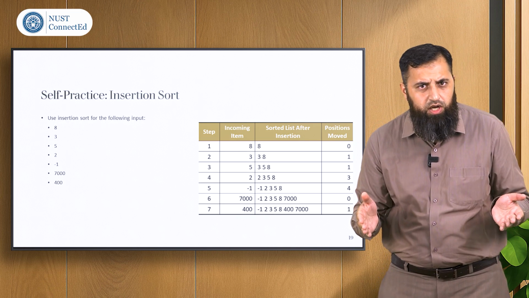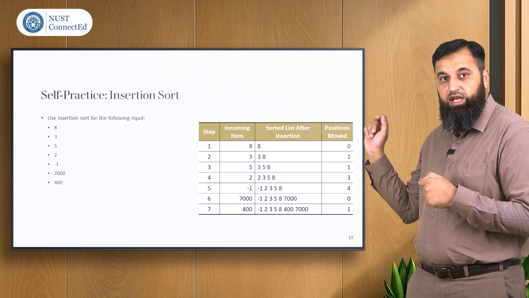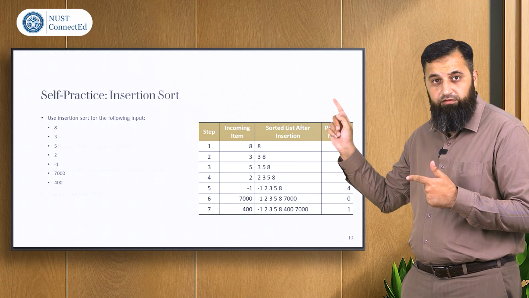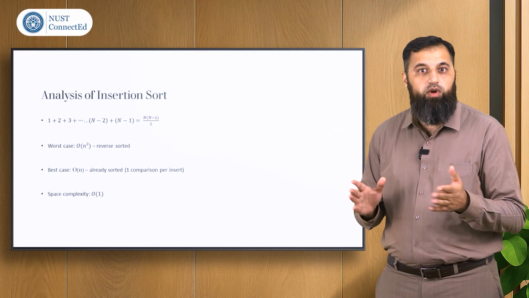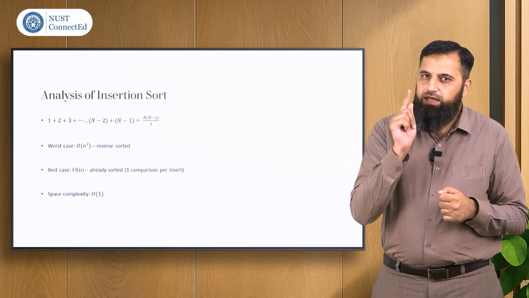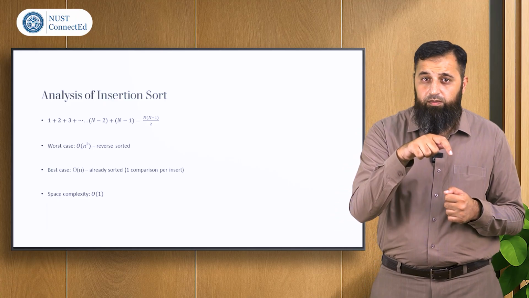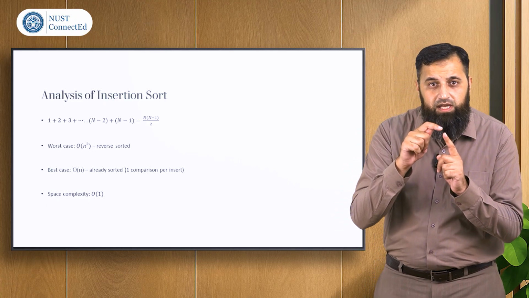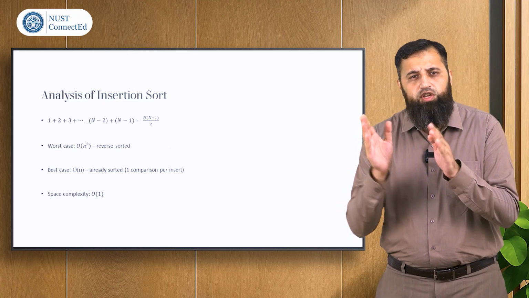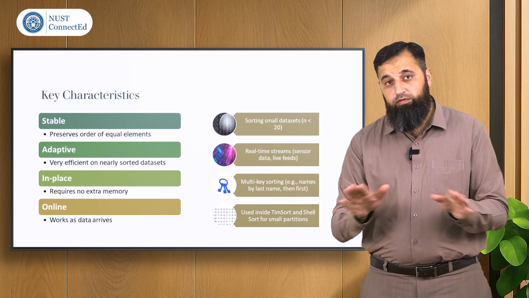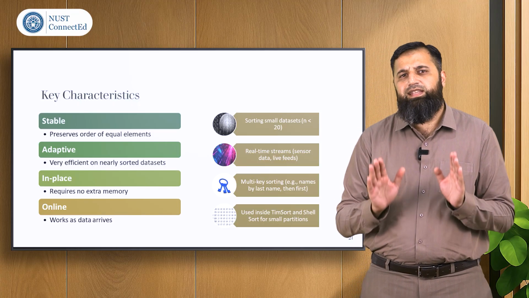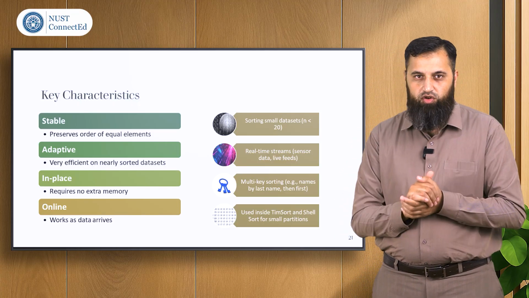Use insertion sort to arrange the following numbers: 8, 3, 5, 2, -1, 7,000, and 400. Remember, at each step, take the next number, find its correct place in the sorted section, shift others, and insert it. Now, before we finish, let's summarize the key characteristics of insertion sort.